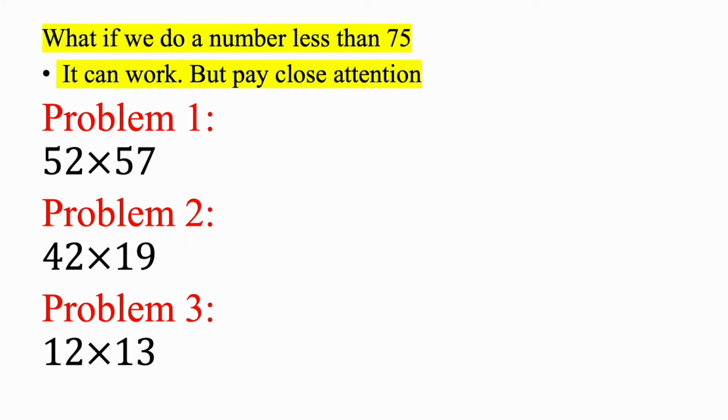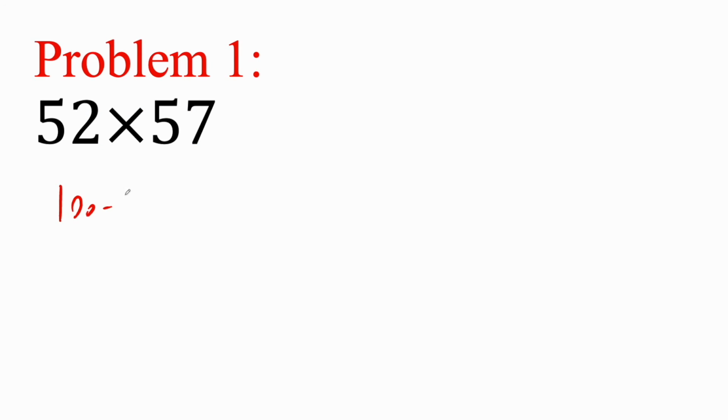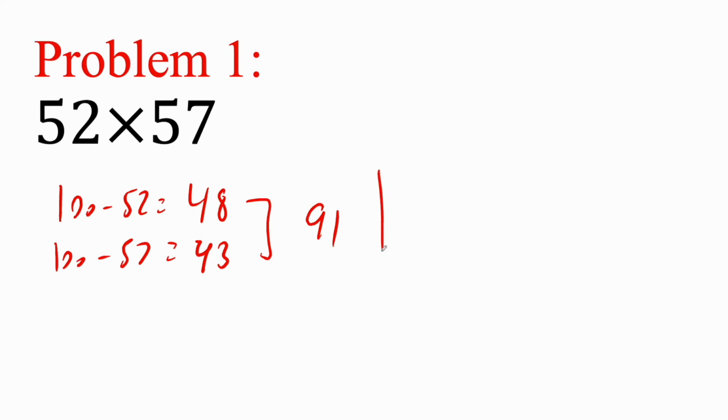It can still work, but you gotta pay close attention to it. And honestly, I wouldn't even recommend using this, and I'll show you why. So same approach, 100 minus 52, we get 48. 100 minus 57, we get 43. If you add it, you get 91. If you do 100 minus 91, we get 9. Now, why I don't recommend this, you have to multiply 48 times 43. I can't do that in my head, but it's going to be 2,064. If I could do that in my head, I could do 52 times 57 in my head. So that's why it defeats the purpose.